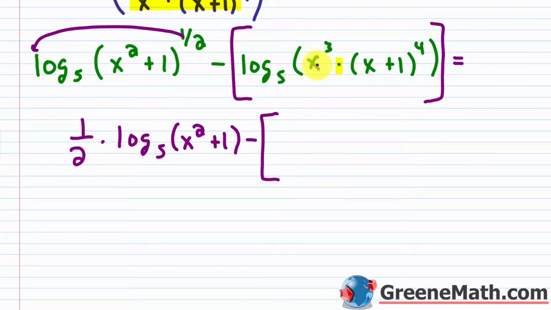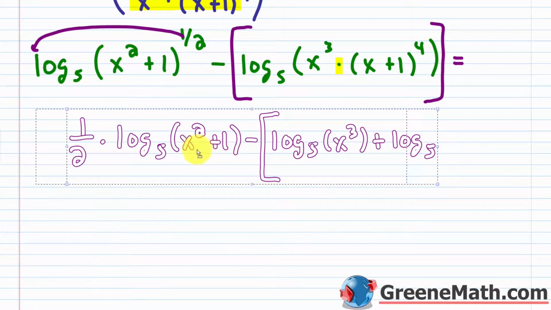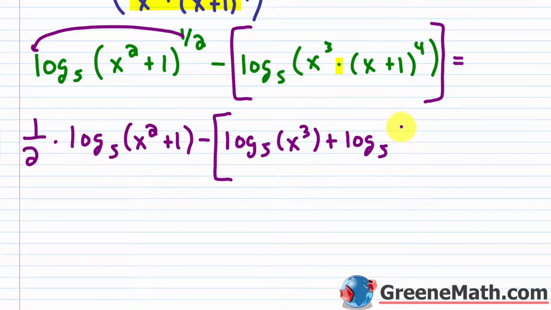With this, I know that I can expand it because I have my multiplication. So I'm going to have log base 5 of this x cubed. And then plus, you have your log base 5, and let me scroll this over so it fits, of this x plus 1. Okay, and this is raised to the 4th power. And then I'm going to close these brackets. Now, I'm not done yet. So let's put equals and let's keep going.